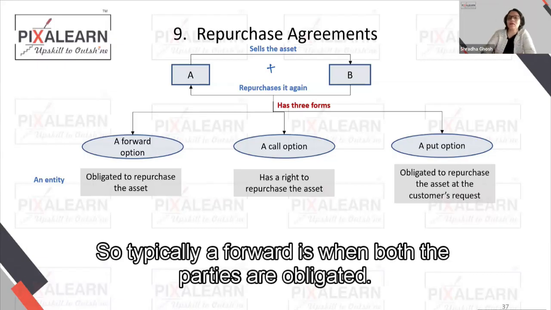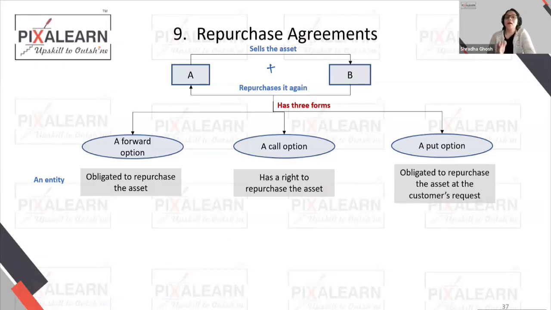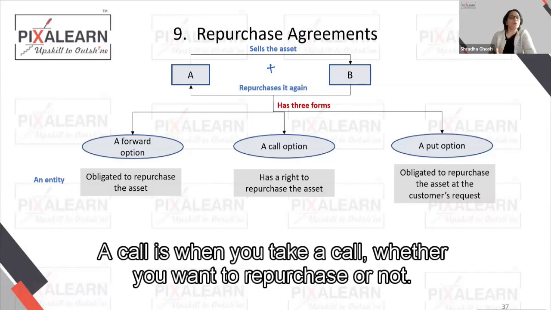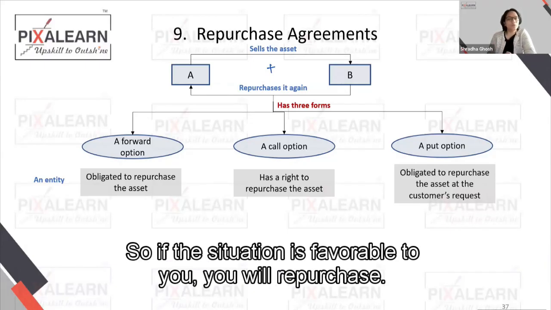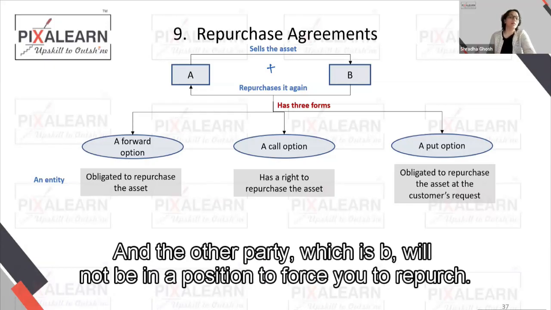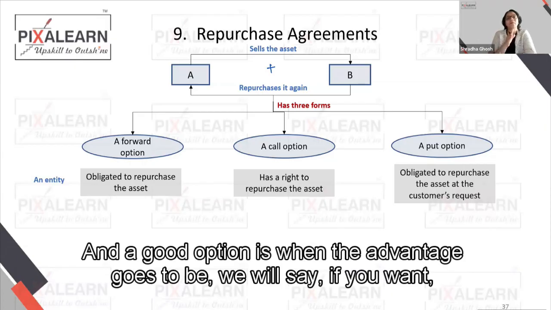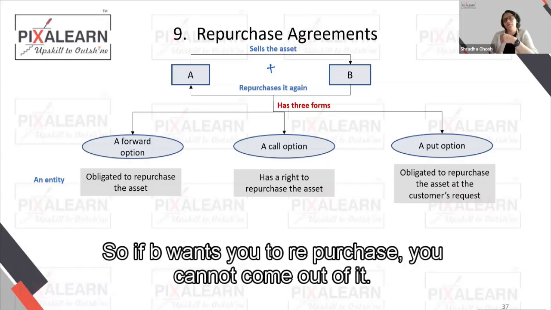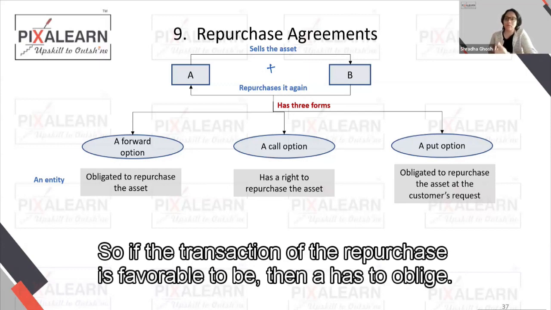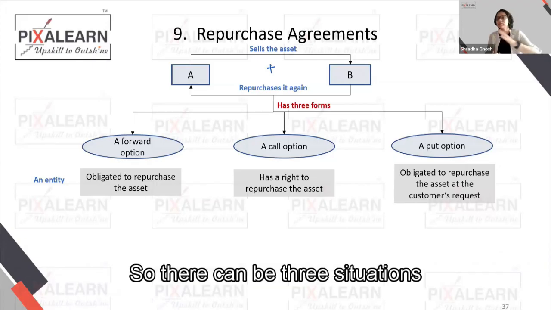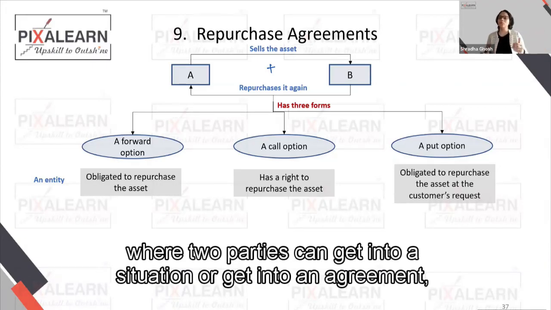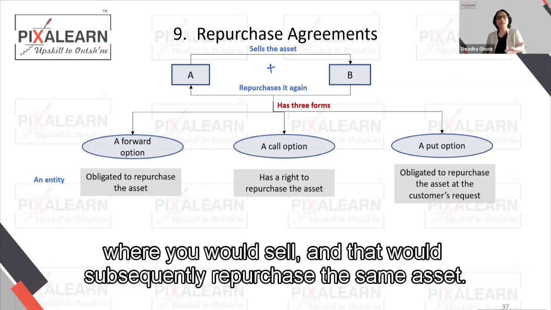then A cannot say no to that. So typically, a forward is when both parties are obligated. A call is when you take a call on whether you want to repurchase or not. If the situation is favorable to you, you will repurchase. If not, you will not, and B cannot force you to repurchase. A put option is when the advantage goes to B. If B wants you to repurchase, you cannot come out of it. If the repurchase is favorable to B, then A has to oblige. So there can be three situations where two parties get into an agreement where you sell and subsequently repurchase the same asset.